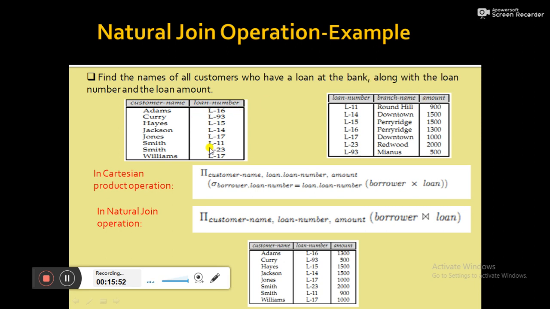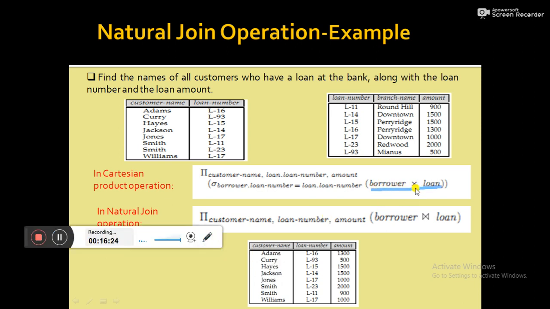So we can do the operation with the help of Cartesian product operation, which I already discussed in my previous lecture. But again, we can see how to do the Cartesian product operation. First, we have to perform the Cartesian product operation between borrower and loan. So this is the symbol of Cartesian product operation. So borrower cross loan. If we do the borrower cross loan, then that will generate a temporary relation.